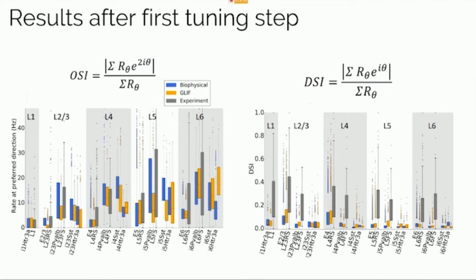Maybe one thing also to notice in these figures is that there is really quite a strong similarity between the fully detailed biophysical models and the point neuron models. So these are apparently quite well matched in at least these two indices.